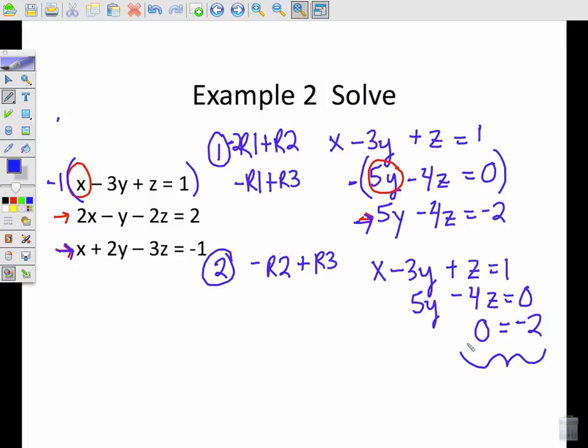Well, what this concludes, we lose our variables, and this is not a true statement. So this indicates that there's no solution. No solution for that system.